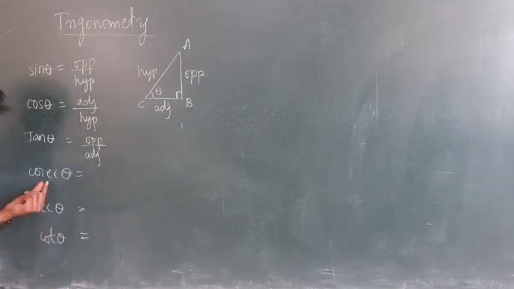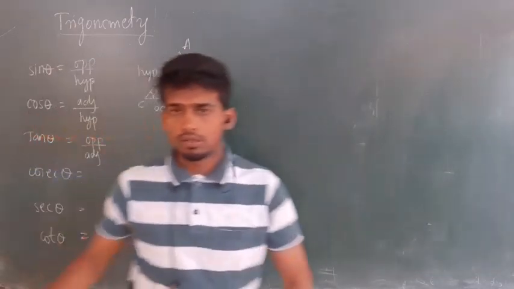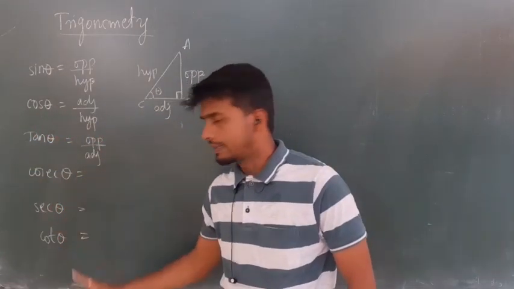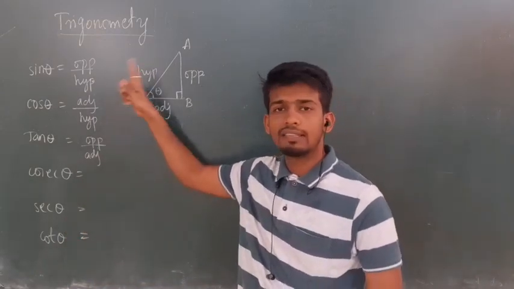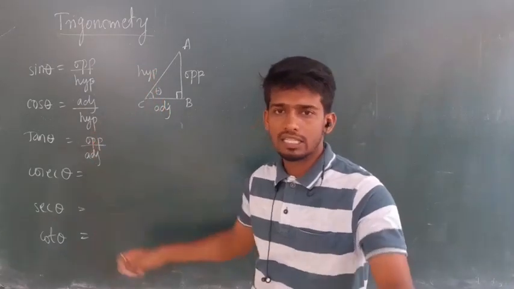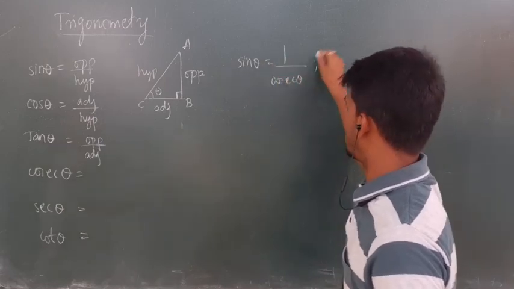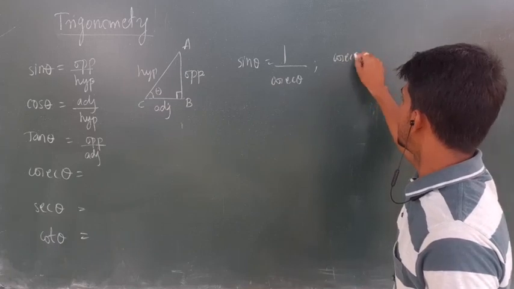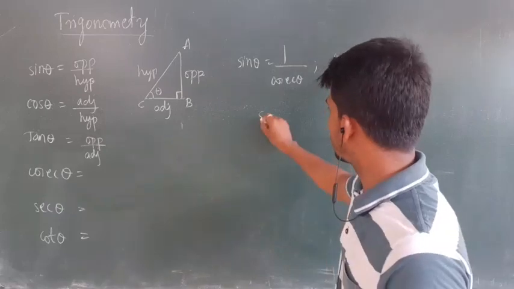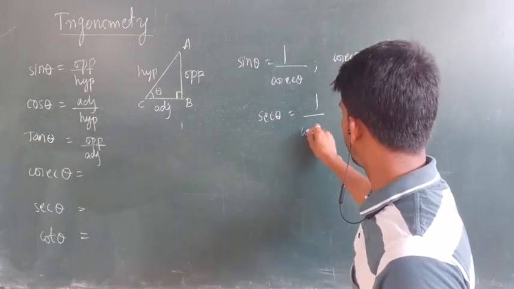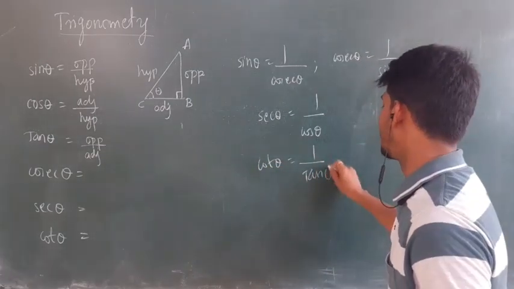Now coming to the functions cosec theta, sec theta and cot theta. These 3 functions are exactly the reciprocals of sine theta, cos theta and tan theta respectively. That is, sine theta could be written as 1 upon cosec theta, or else cosec theta is the reciprocal of sine theta, that is 1 upon sine theta. In the same way, sec theta is the reciprocal of cos theta, and cot theta is the reciprocal of tan theta.